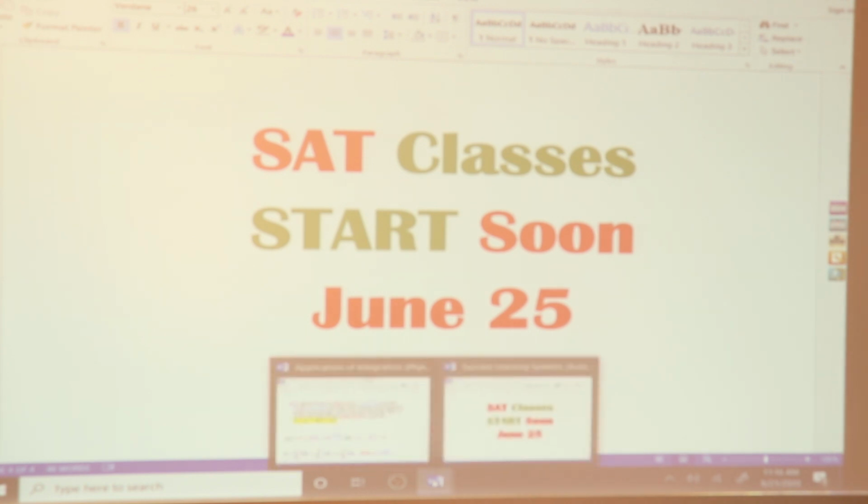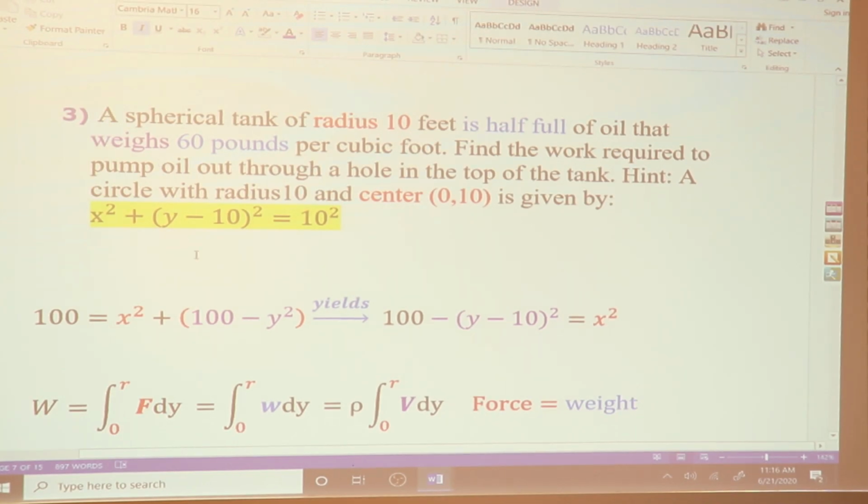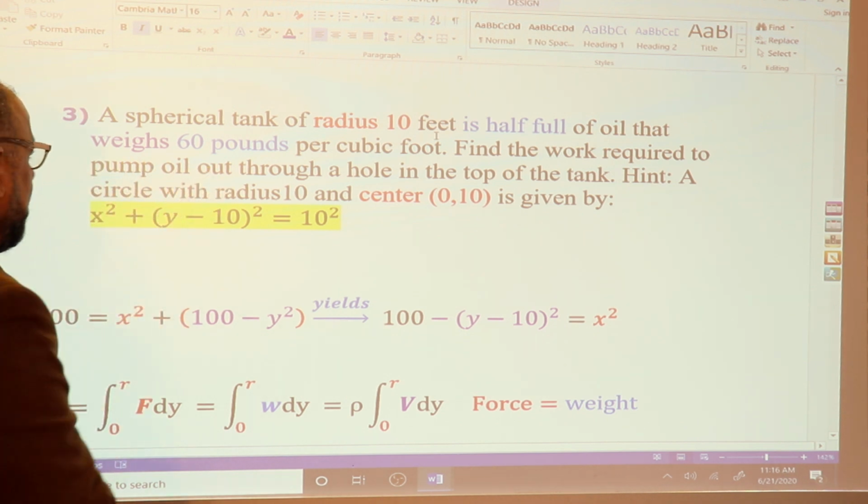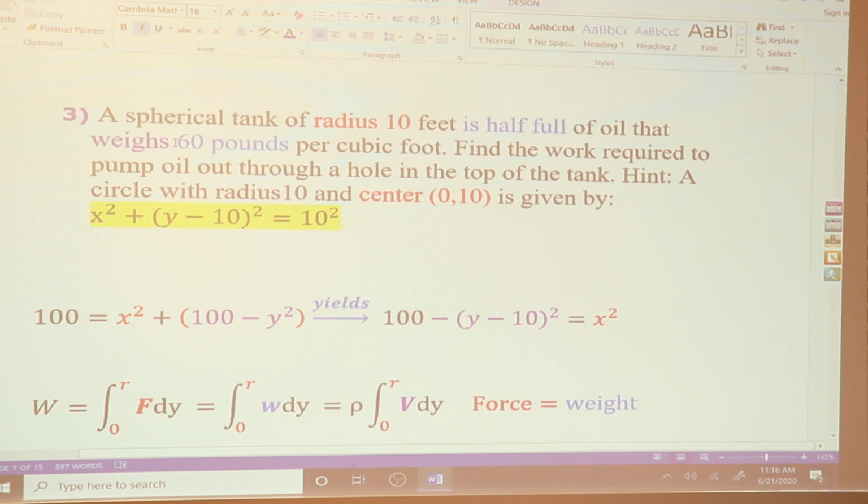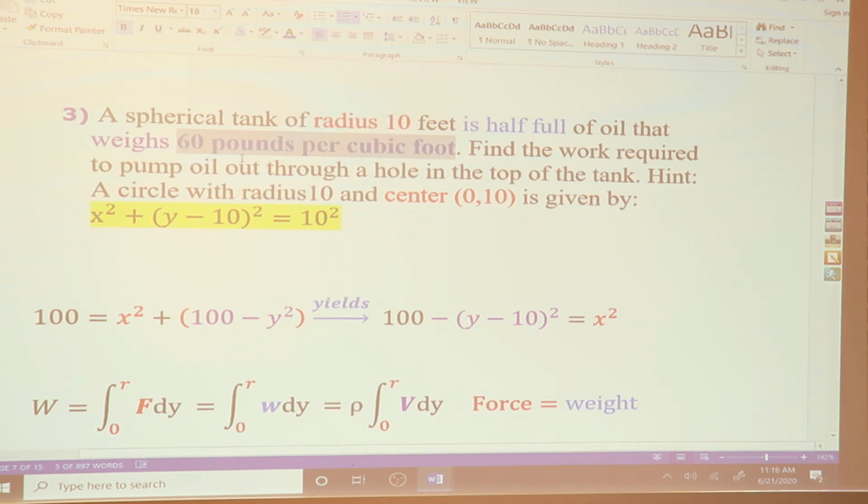Okay, let us see the problem first. This is the problem. A spherical tank of radius 10 feet is half full of oil that weighs 60 pounds per cubic foot. This is the weight density. That will help me a lot, right? Find the work required to pump oil out through a hole in the top of the tank. This is what I'm going to discuss with you.